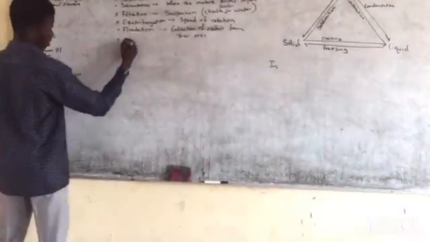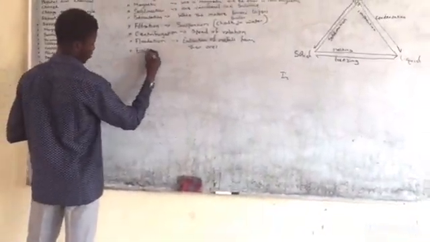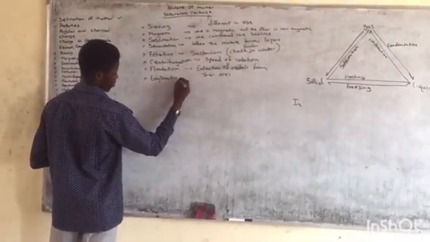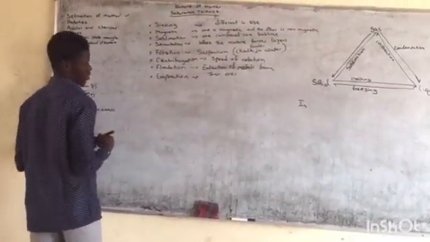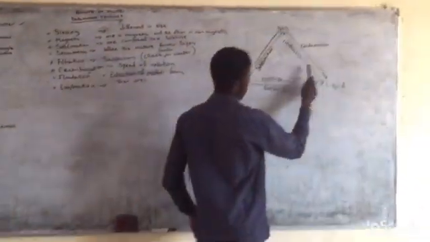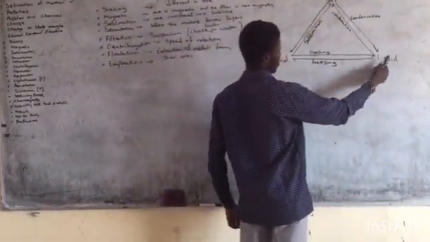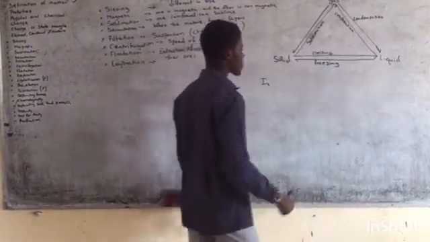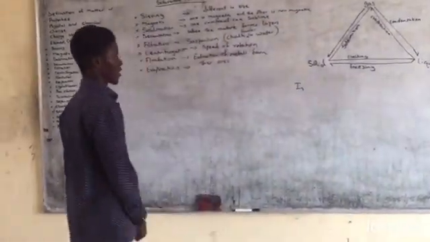Evaporation. We are all used to this one. Evaporation is just heating something to get this guy. You see it? Evaporation is heating something in liquid form to get gas, right? Why do we heat things to get the gas?